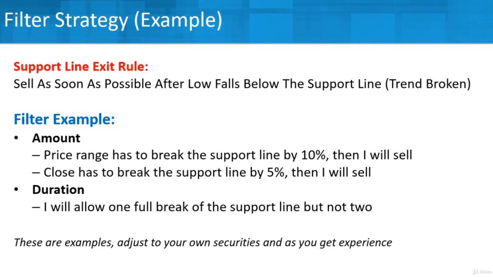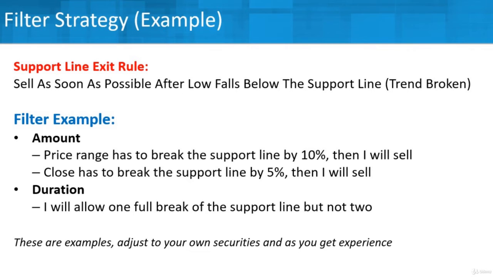You could also use a duration type of rule as a filter. For example, you'd say, I will allow one full break of the support line, but not two. So if it breaks the support line on one day, you're like, okay, it broke the support line, exit rules, I'm supposed to sell as soon as possible. So I should be selling now, but I'm going to set up a filter and a rule and say, I'm going to wait until it breaks it twice. And if it doesn't break it twice, right there in the following day, then I'm sticking in there.